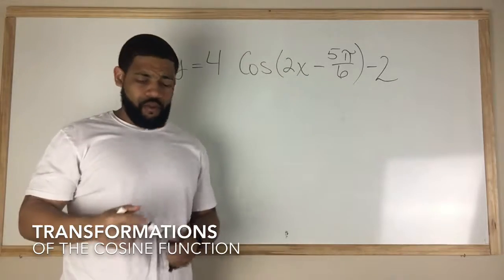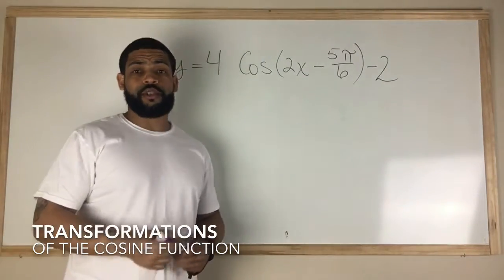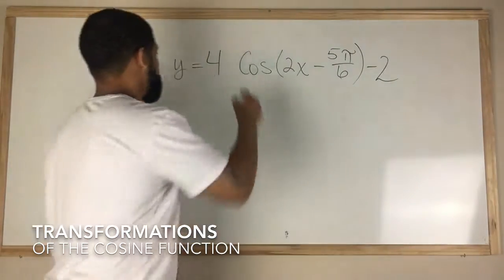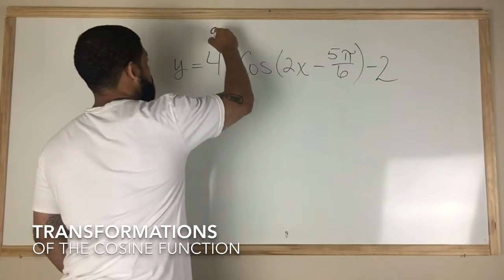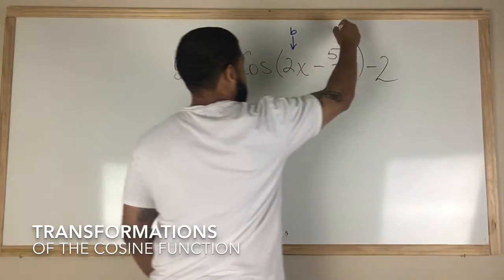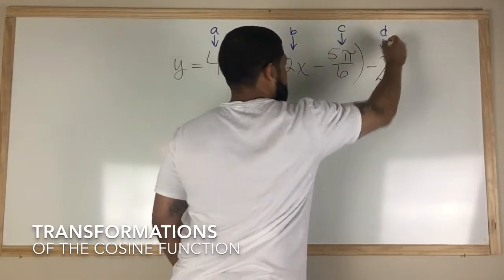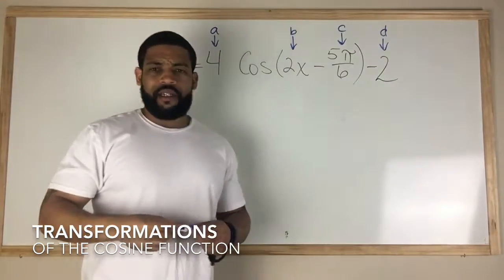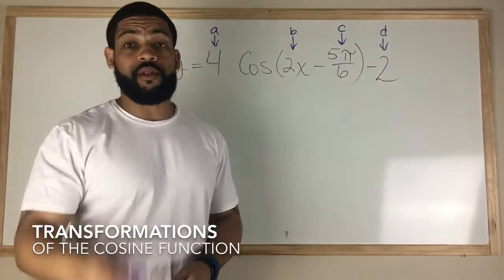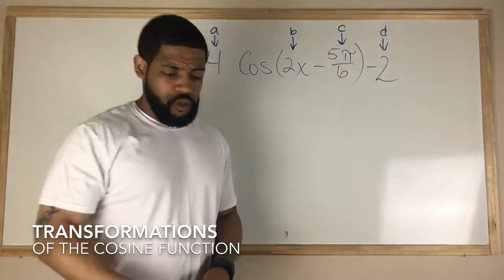Okay, so there's a lot going on here. Now the first thing we want to do is identify the different parts of this particular function. So we have a, we have b, we have c, and we have d. Now for my folks that get confused about variables, I'm going to explain what each one of those letters represents. Okay, so let's go ahead and get started.